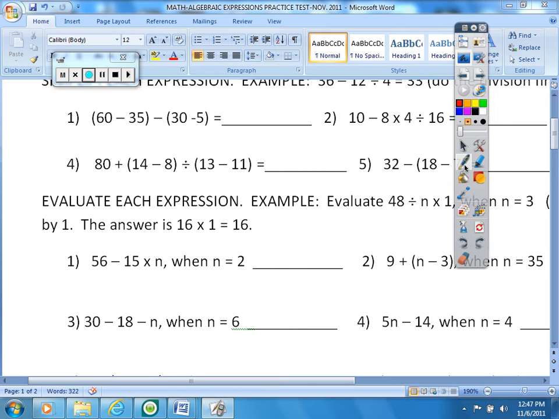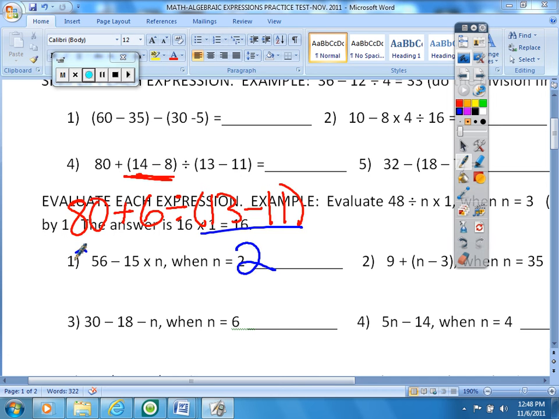I see 2 sets of parentheses, so I'm going to do this first. 14 minus 8 is 6. Now, I'm a stickler about what I tell the students. I tell them to do one thing at a time so they won't get lost again. All right, what do I do now? Well, I'm going to do this now. That's going to be 2. I'm going to write down everything that I haven't done.